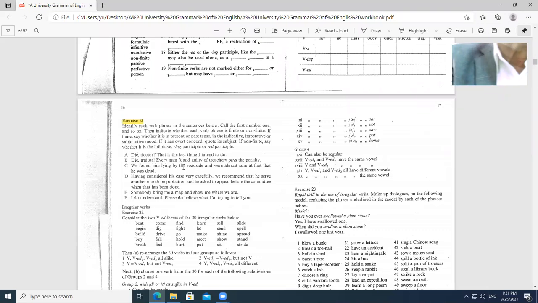Identify each verb phrase in the sentence below. Call the phrase number 1 and so on. Then indicate whether each verb phrase is finite or non-finite. If finite, say whether it is present or past, in the indicative, imperative or subjunctive mood, and whether it has overt concord with its subject. If non-finite, say whether it is the infinitive, ing participle, or ed participle. Number 1.